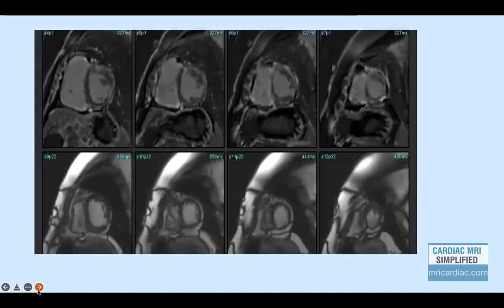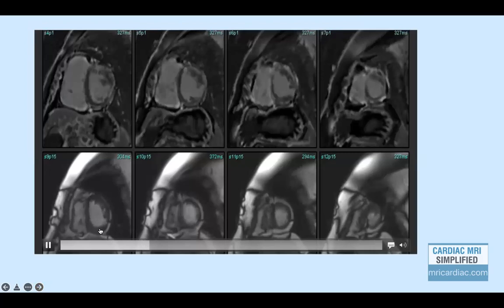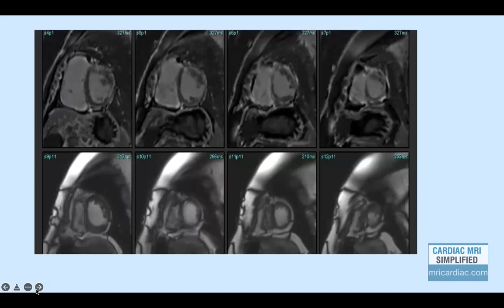It is always a good idea to compare LGE images with the corresponding cine stack so as to confirm the presence of late gadolinium enhancement and to avoid pitfalls. For example, there is thinning over here. So this area is actually because of the myocardial thinning and not late gadolinium enhancement.